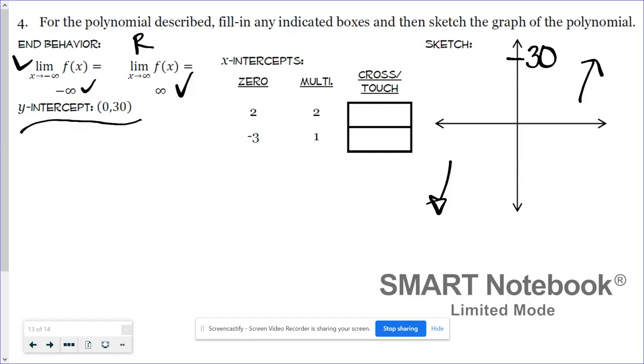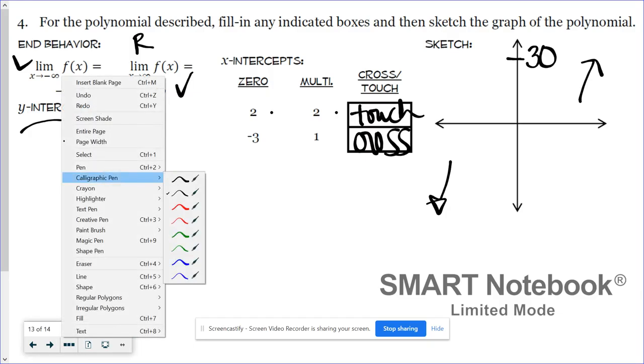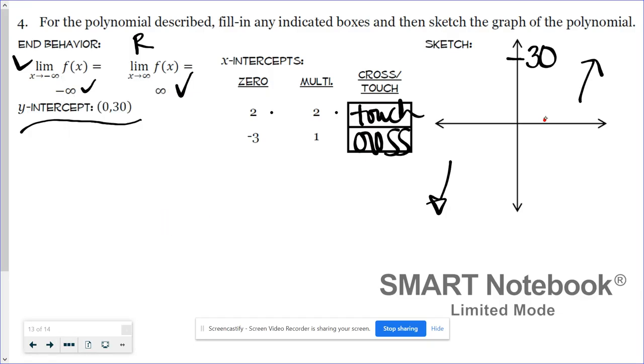One of my zeros is 2, and it has a multiplicity of 2. So what does that mean is going to happen there? That means it's going to touch. And then my other 0 is negative 3. It has a multiplicity of 1. So it's going to cross. So now I just need to put that in there. I have a 0 at positive 2. I've got another one at negative 3.